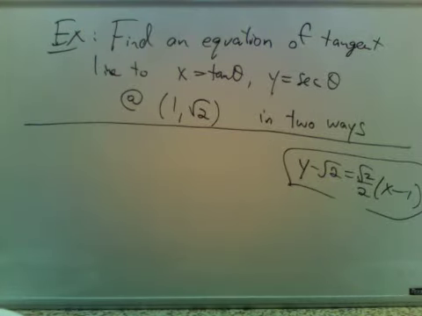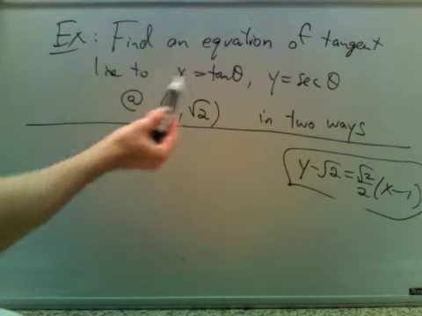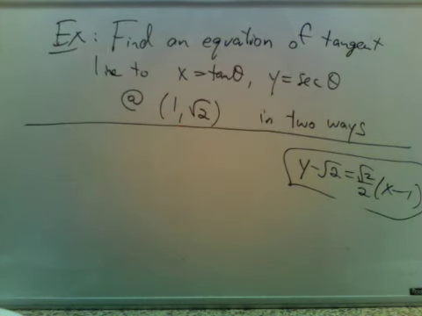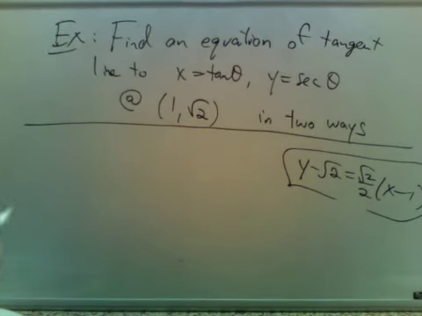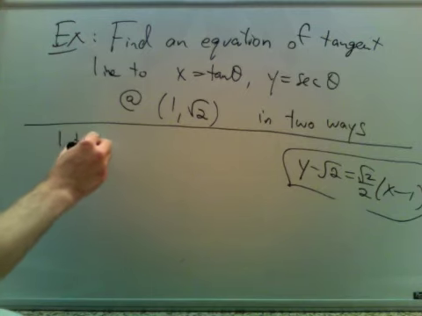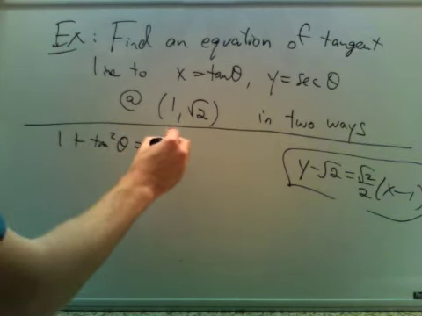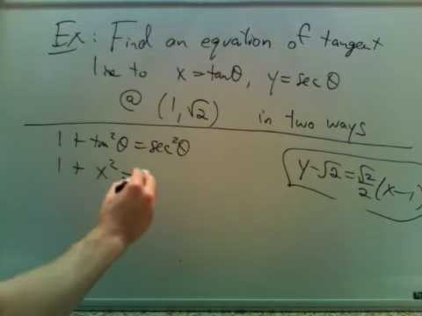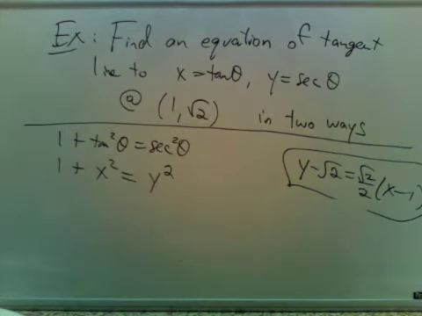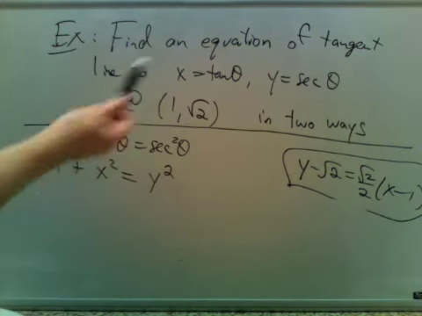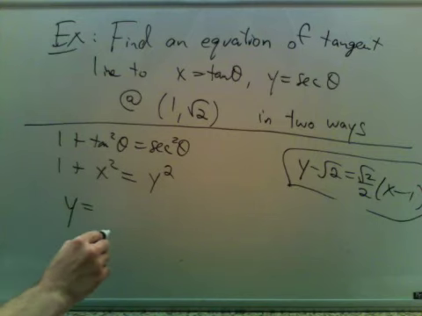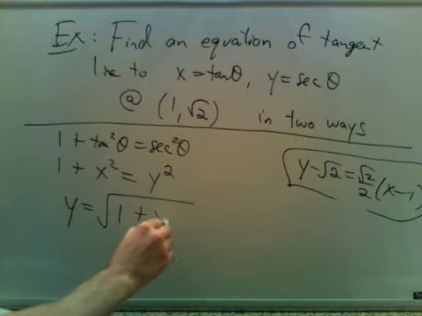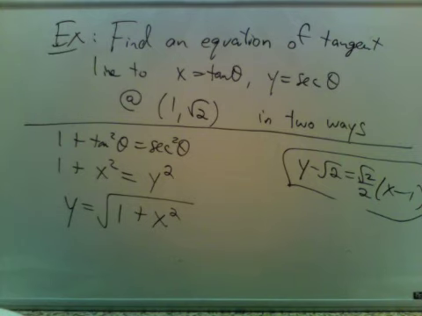Now let's try to find the same equation a different way. First we're going to eliminate the parameter. So by that I mean we have tangent and secant, and we know a nice formula relating those two, namely 1 plus tangent squared theta equals secant squared. So in this case that says 1 plus x squared equals y squared. So we're looking at a positive y value, so it's safe to say that y is the square root of 1 plus x squared.